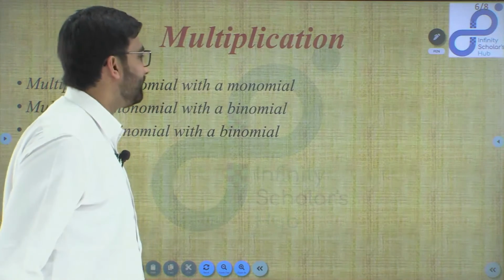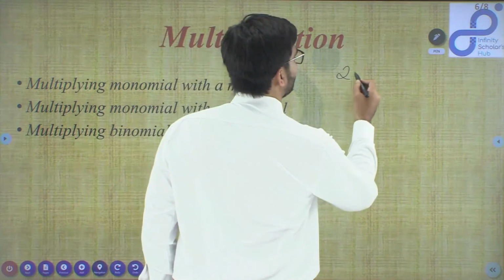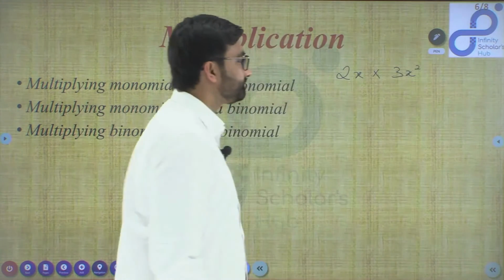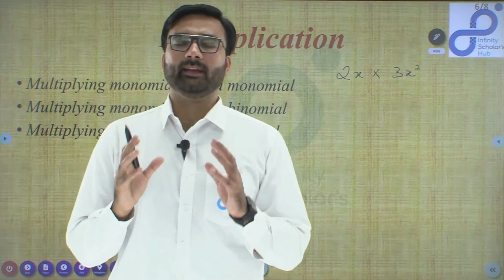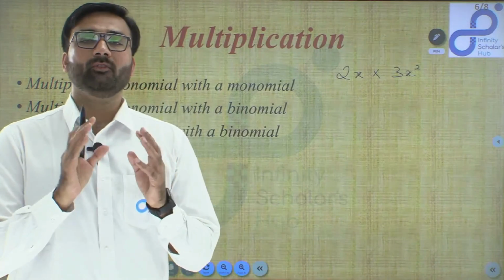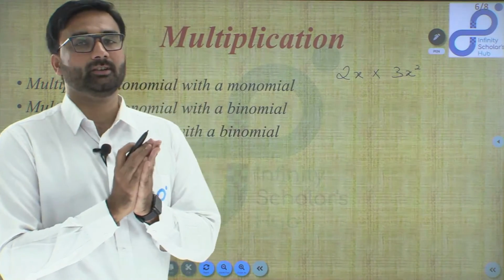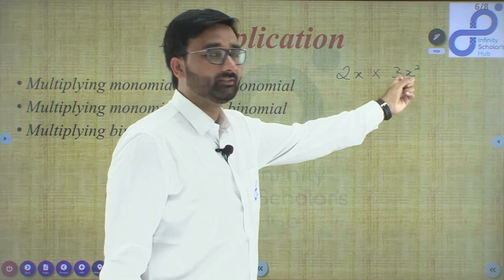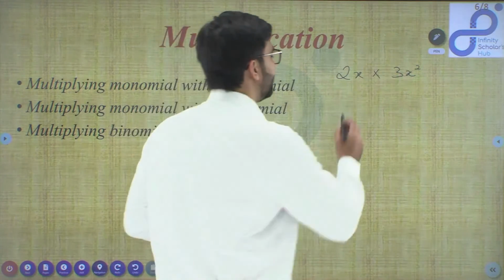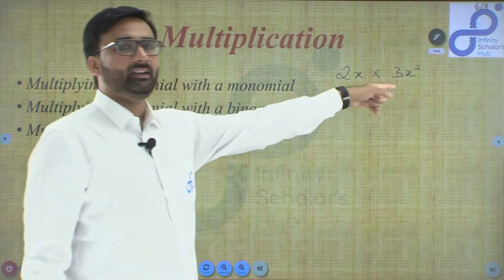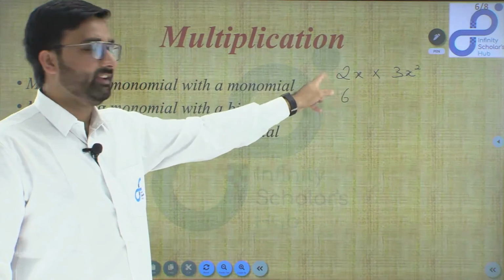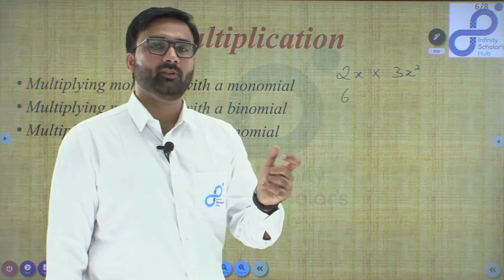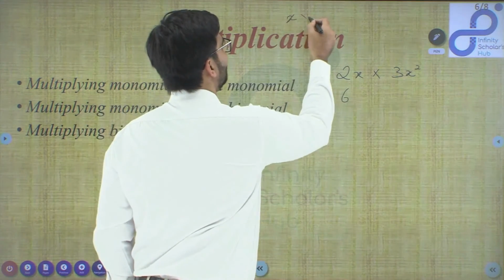So multiplying a monomial with a monomial, say for example 2x multiplied by 3x squared, okay. Whenever you are multiplying a monomial with a monomial, you will always multiply their numerical coefficients first. The numerical coefficient of the first term is 2, and the numerical coefficient of the second term is 3. So 2 3s gives you 6. Now we will multiply the variables, right? So x multiplied by x squared, that is x into x squared.